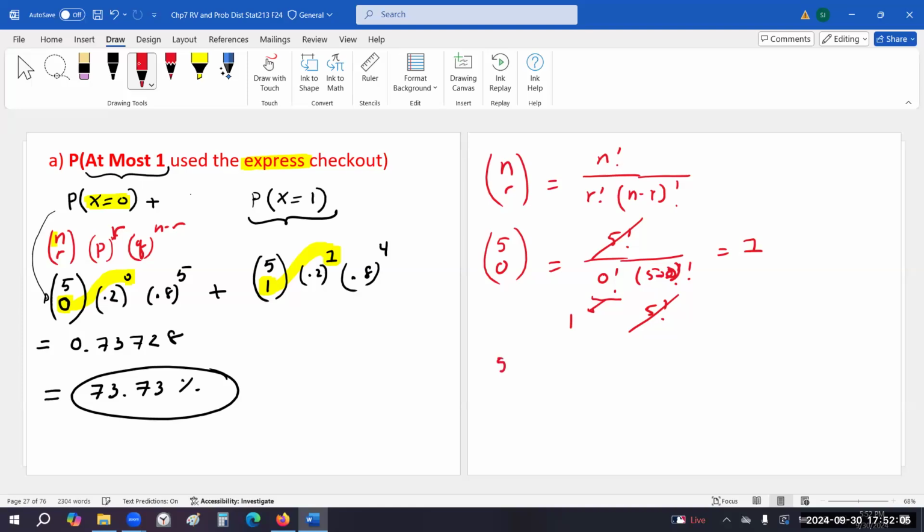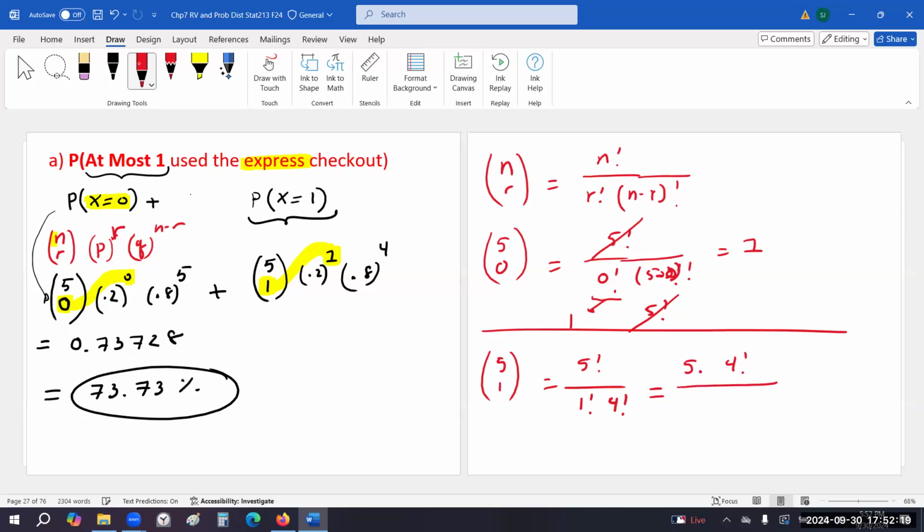And we have 5 choose 1. It means 5 factorial over 1 factorial, and then 5 minus 1, which is 4 factorial. So we can write the numerator as 5 times 4 factorial, and then 4 factorial. 1 factorial is 1. So cancel this, we are left with 5. But we definitely need a calculator to figure out what is 0.8 to the power 5. So yeah, in the exam, you must have a calculator. Without a calculator, you cannot pass the class. It's a fact.